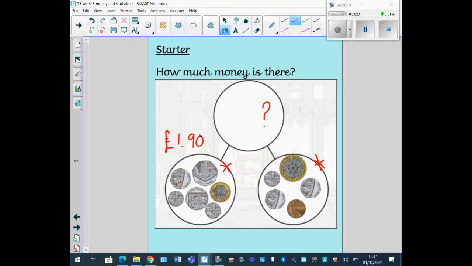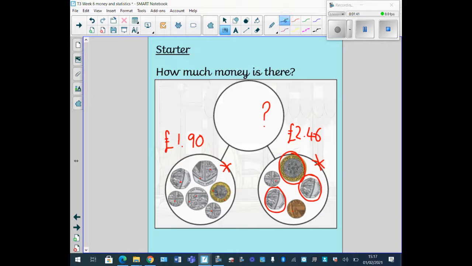And over here I've got a £2 coin, and I've got two 20p's. That equals 40, so that's £2.40. 5 add 1 equals 6, so that's £2.46.